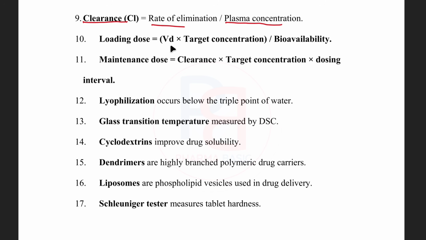Loading dose is equal to volume of distribution into target concentration by bioavailability. Maintenance dose is equal to clearance into target concentration into dosing interval. This is the maintenance dose.